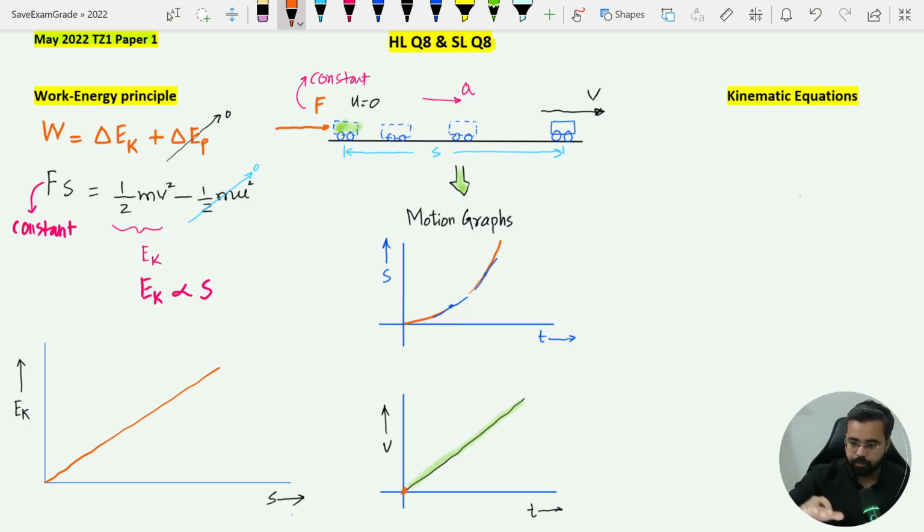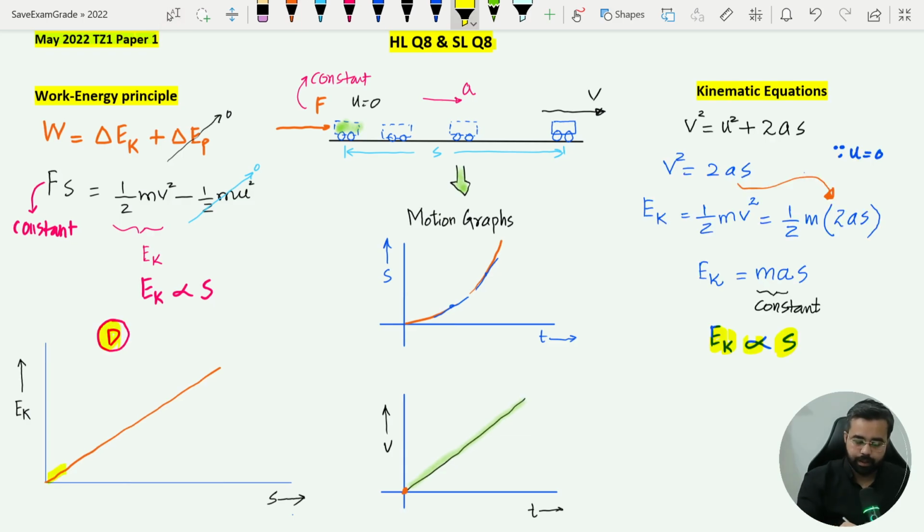Now I'm also mentioning here the alternative method, that is by the kinematic equation. So you have the two options. So option D is the right answer. Kinetic energy is varying linearly.